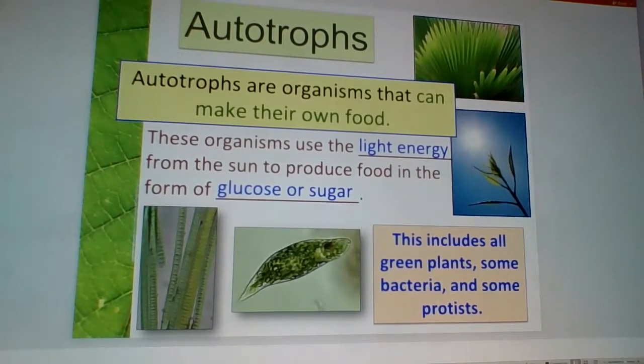They are either an autotroph or a heterotroph. Remember that auto means self, and hetero means different. So autotrophs are organisms that can make their own food. These organisms use the light energy from the sun to produce food in the form of glucose or sugar. This includes all green plants, some bacteria, and some protists.